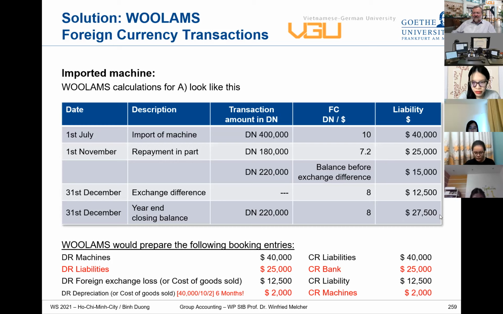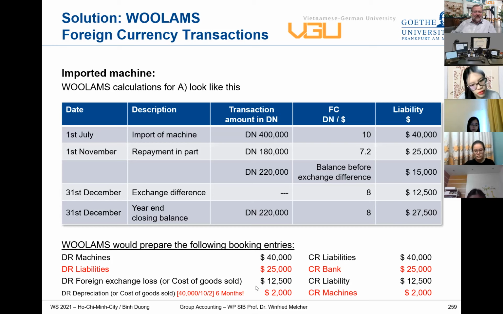that is life. Okay, and when we look at the booking entries, well, that one was the buying of the machine, 40,000 credit liabilities. Then the repayment of 25,000 would decrease liabilities and decrease the bank account. Then we will have to revalue the liability at 27,500 and book that foreign exchange loss of 12,500. So it will increase the liability again by 12,500.